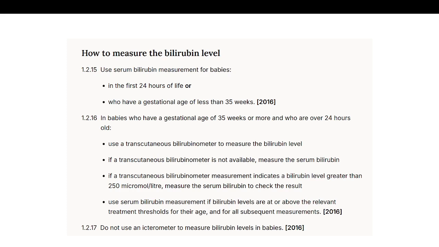If a baby is over a gestation of 35 weeks and they're over 24 hours old, you can use the bilimeter, which is a device that, if you're not familiar with, you can ask one of the midwives to show you how to use it whenever you're on C2. It defeats the need to do any unnecessary bloods essentially. But I'll show you where you would find that on Encompass anyway.